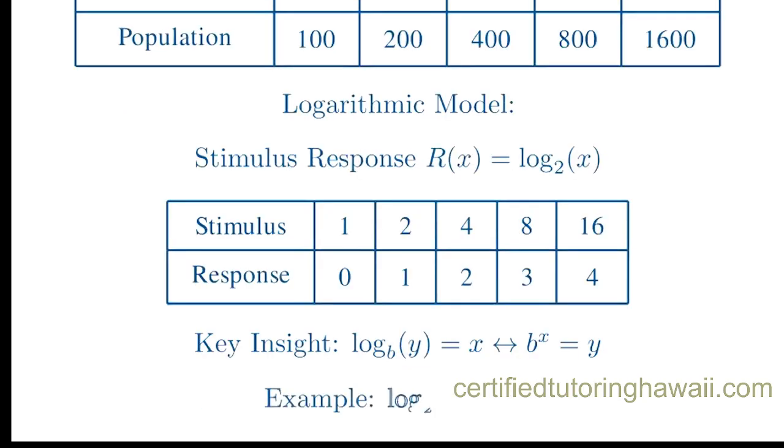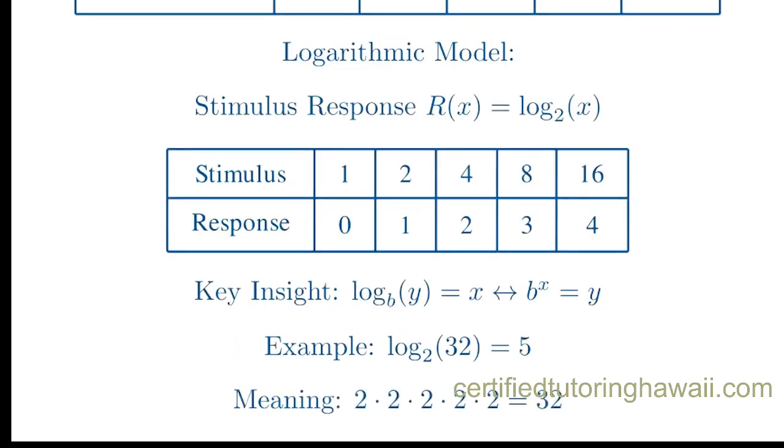Here's the key insight. When the output of a logarithmic function is a whole number, it tells you exactly how many times the base was multiplied by itself. For example, the equation log base 2 of 32 equals 5 means that you must multiply 2 by itself 5 times to get 32. Let's check that. 2 times 2 is 4, times 2 is 8, times 2 is 16, times 2 is 32. It works. The logarithm tells us the number of multiplications.